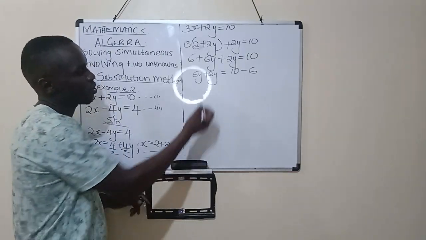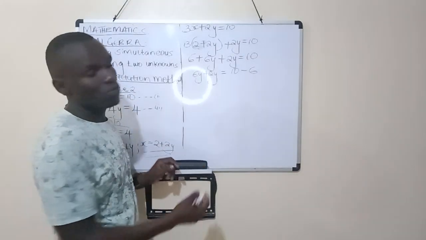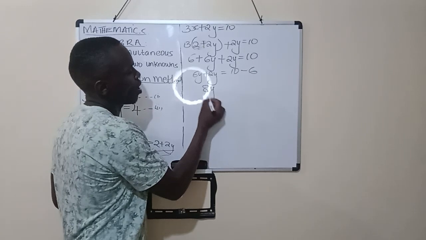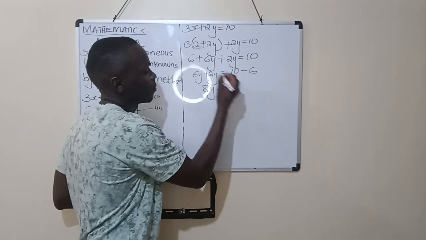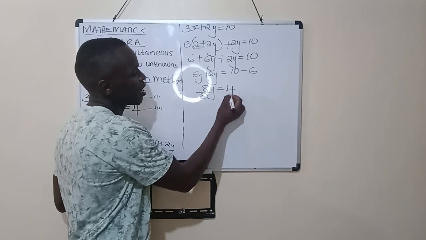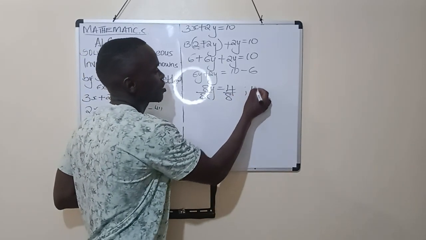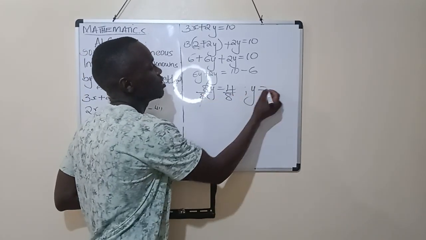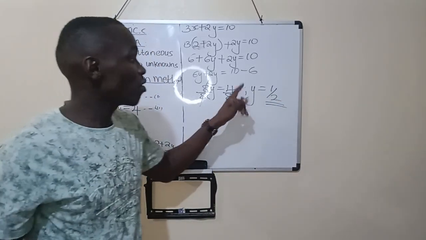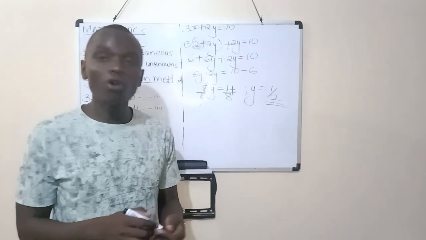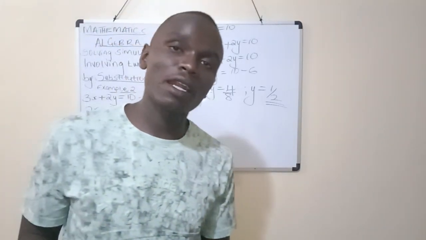What do I mean? We're going to have 6 plus 2, which is 8y, equals 10 minus 6, which is 4. Now, you divide by 8. In this case, y is going to be a half. This is the actual value of y. I hope we are together. I hope you are understanding.